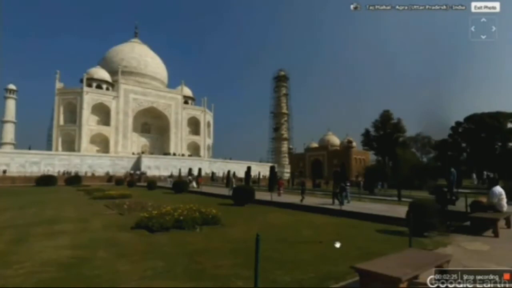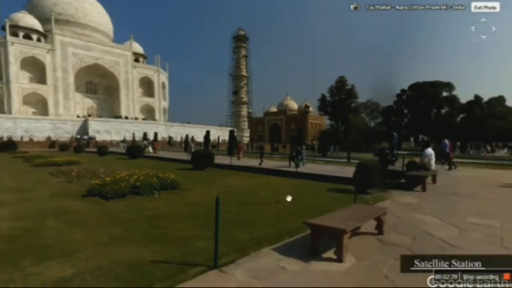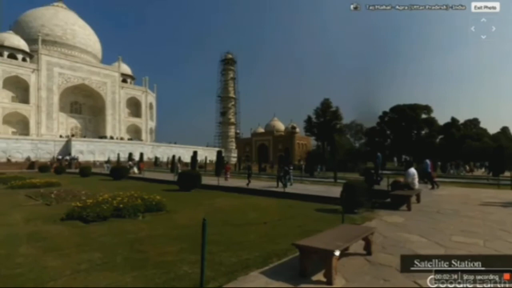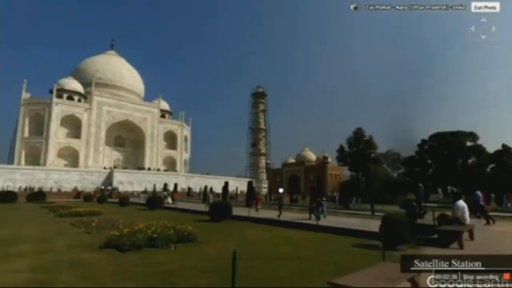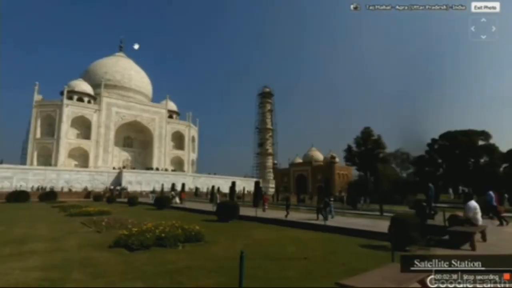So in that condition, we select one more station nearer to the Taj Mahal here. So this station will act as a satellite station.